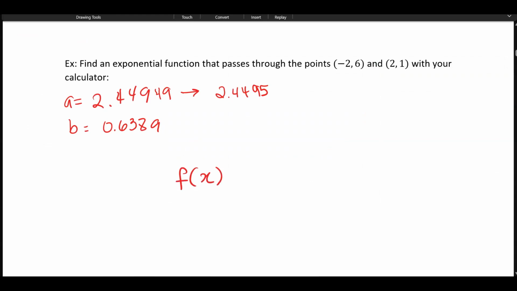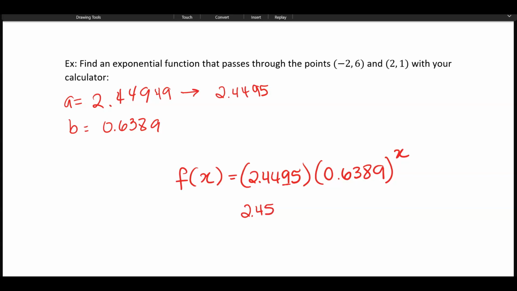So just to finalize this, we'd end up with f of x, our initial value is 2.4495, and then our B value is 0.6389, and then this is going to be to the x power. Okay. We can reduce this. I'm actually thinking we should just do this to 3 decimal places. It's a lot of decimals. All right, so to the 3rd decimal place, this would end up just being 2.45, and then 0.639 to the x power. So either one of these is okay.